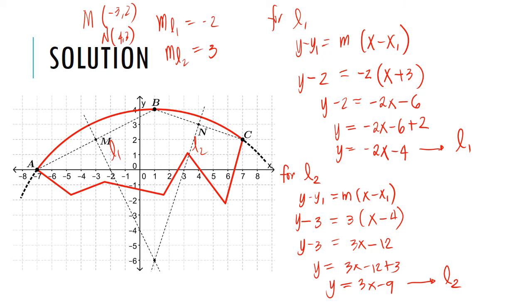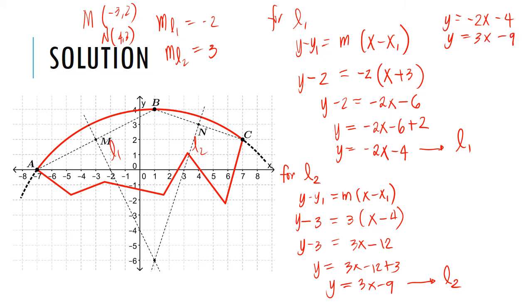find the intersection. Okay, and how are we going to do that? We use the two equations. So for equation number 1, y equals negative 2x minus 4. And for line 2, we have y equals 3x minus 9.